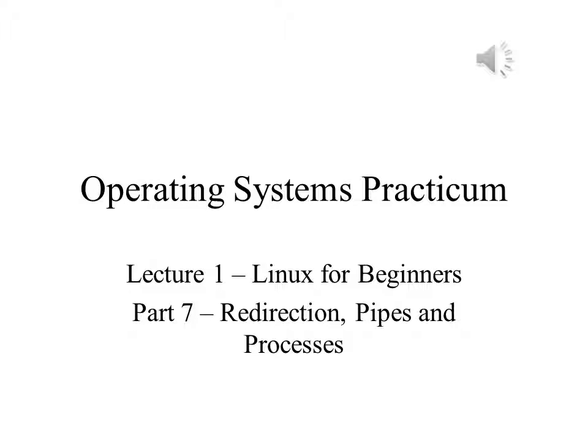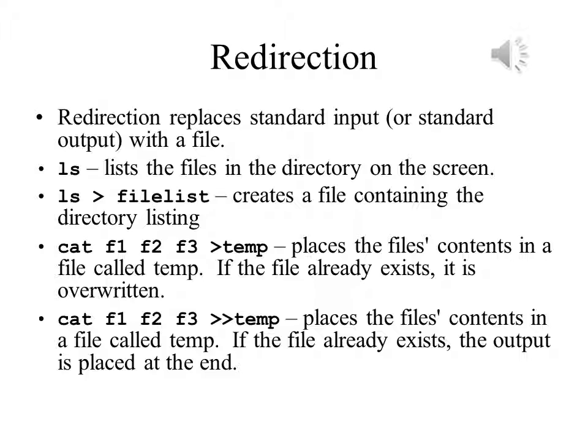In Part 7 of Lecture 1, we discuss redirection, pipes, and processes. As I said earlier, redirection is about replacing standard input or standard output with a file. Now we know ls will list files that are in the directory, and these file names will appear on the screen. If I write instead ls > filelist, it will create a file, and the file will contain the names of the directory files.